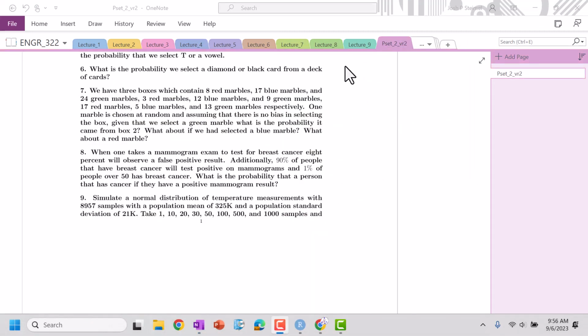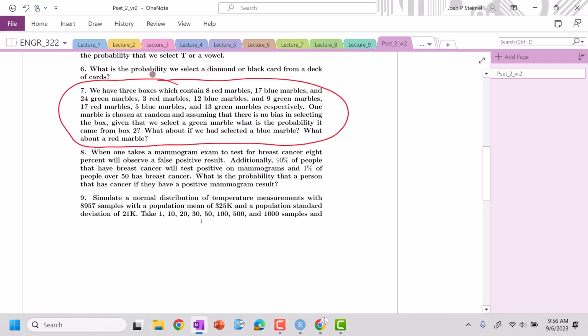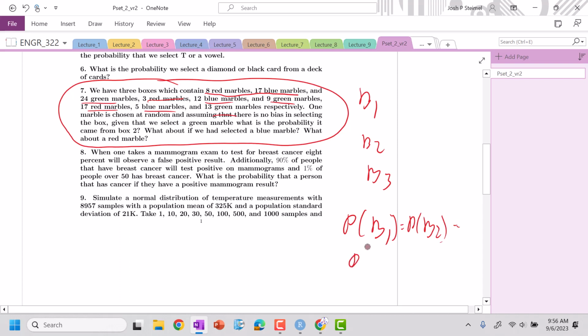All right, everyone, we are back, and we are about to get into our 7th problem, which has a little bit of a typo. So we have 3 boxes: box 1, box 2, box 3, with these numbers and different types of marbles in each. One marble is chosen at random, and assuming there's no bias in selecting the box, the probability of box 1 is equal to the probability of box 2 is equal to the probability of box 3, which is equal to a third.